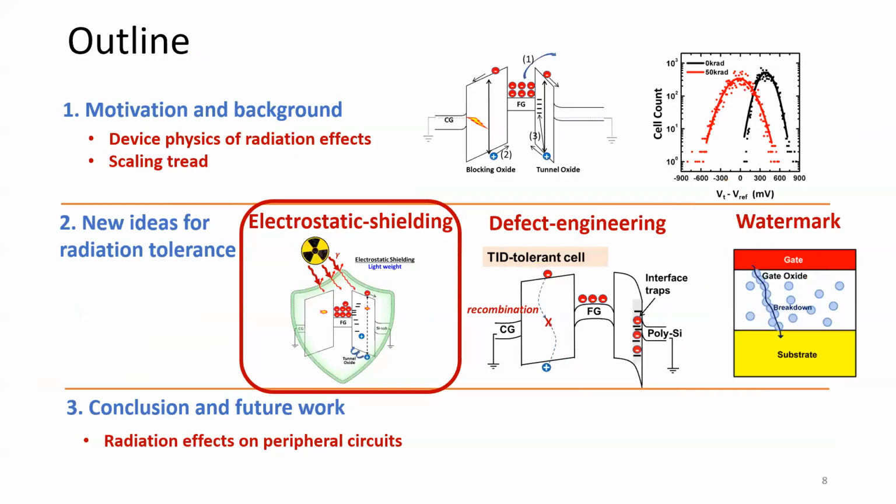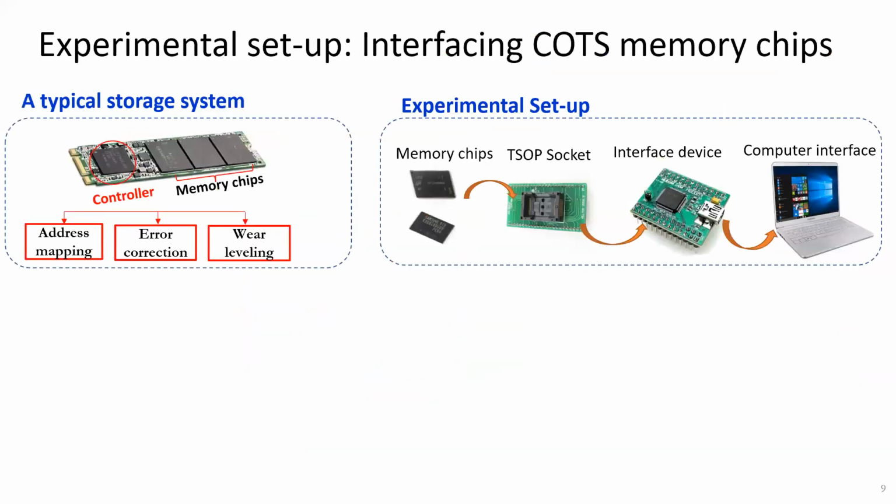Okay, so that's why we came up with three different ideas to increase the radiation tolerance of flash. The first is called electrostatic shielding. Now, our research is mostly experimental. We buy commercial off-the-shelf chips and interface them with a microcontroller, and that's how we build our own system.